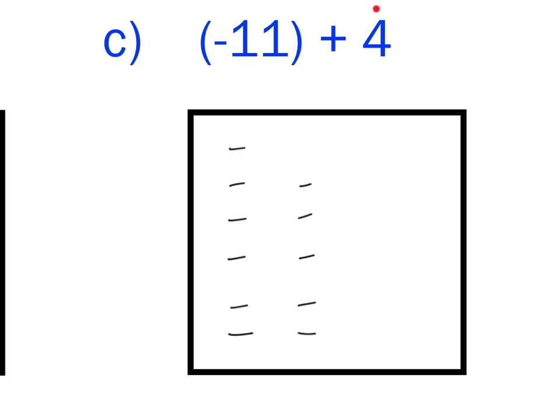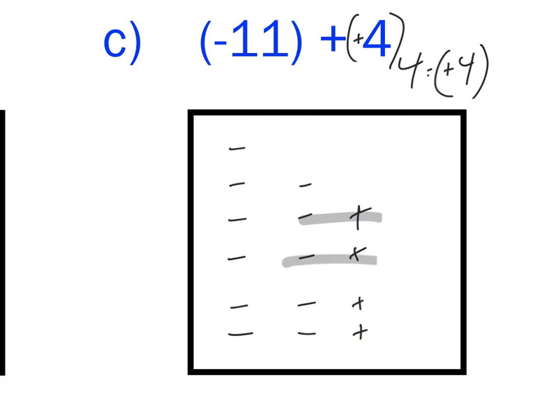Now it says +4. Now it's not in a bracket, but here's the thing. Just so you know, 4 is the same thing as +4. So even though it's not showing us it's positive, it is positive. So we're going to draw in 4 positives now. So 1, 2, 3, 4, and then we're going to make our 0 pairs. Here's a 0 pair, here's a 0 pair, here's a 0 pair, here's a 0 pair.